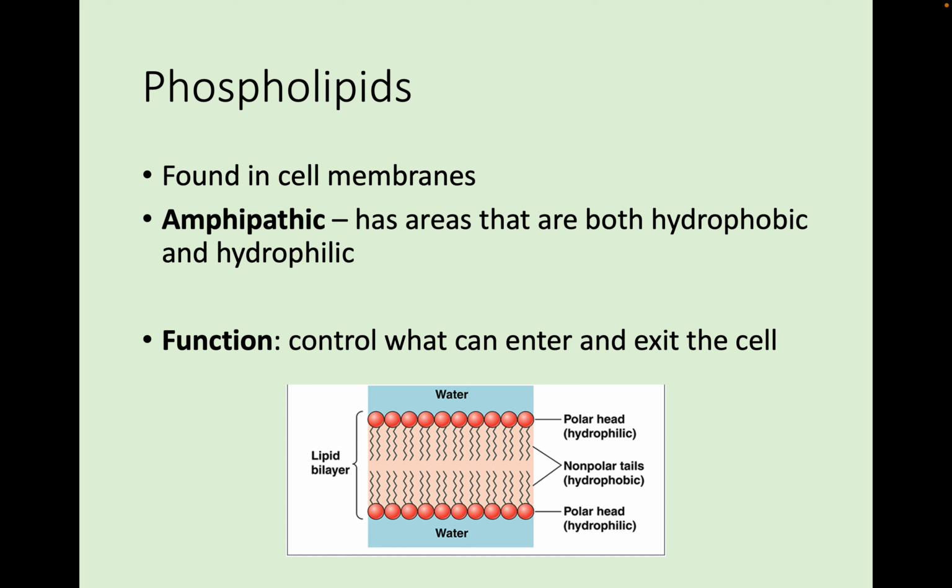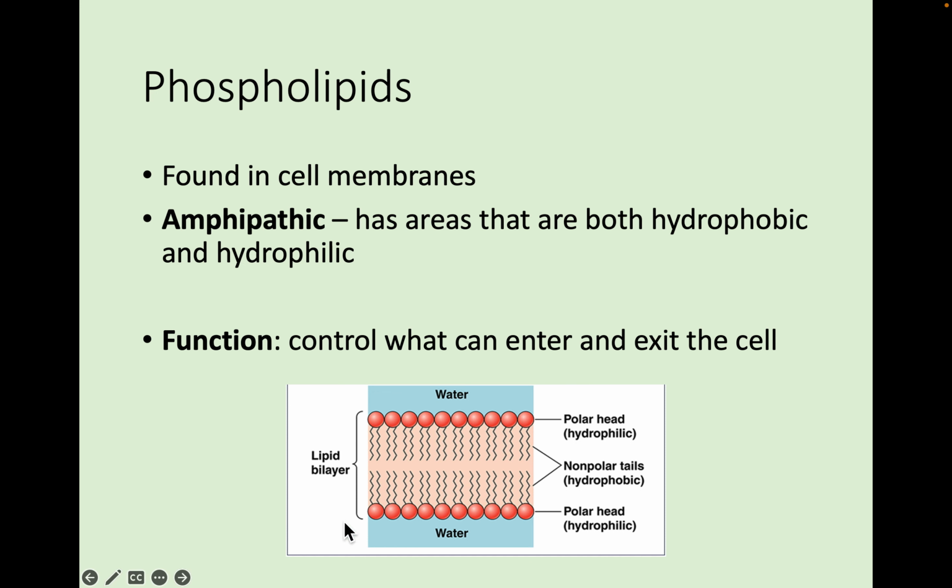Phospholipids are a special kind of fat. They are found in cell membranes. When we get to cells in Bio B, you'll see all about these. Phospholipids are super duper important. They are what lets cells keep things on the inside and outside. And they're kind of weird because they have parts that like water and parts that don't like water.